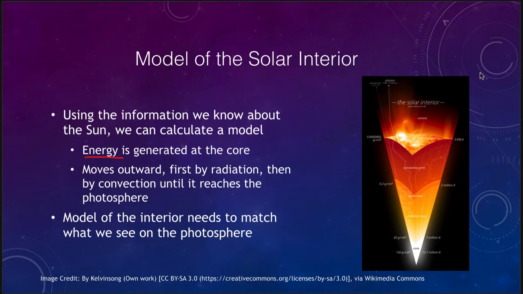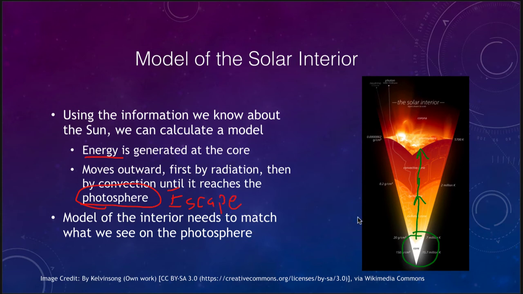It moves outward. So first by radiation. So it's generated here. That's the energy generation. Then it moves outward through the radiative zone. And then finally by the convective zone, where you get convective cells that move the energy up towards the surface. And then it reaches the photosphere to eventually be able to escape out into space. So it finally will reach the photosphere, and that's when it is able to escape, and that's when we actually see it.